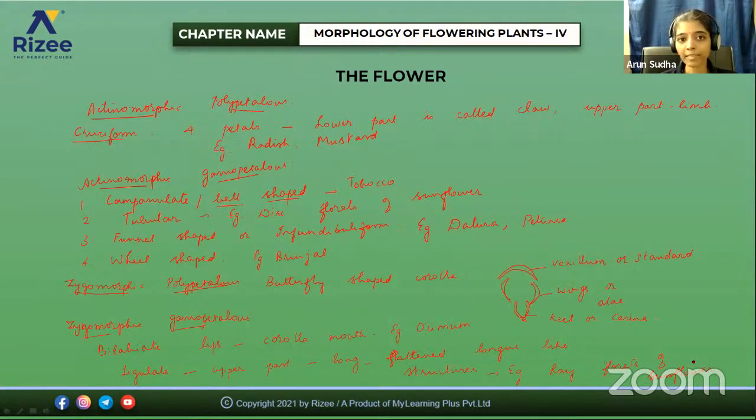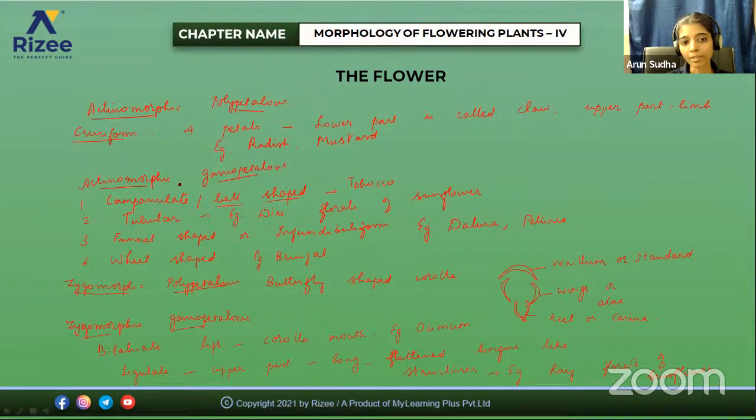So these are the different examples for the different forms of corolla. So corolla, that is only this petal, it constitutes the corolla. So there are different types: actinomorphic polypetalous, actinomorphic gamopetalous, and zygomorphic polypetalous and zygomorphic gamopetalous. So if you take the actinomorphic polypetalous, the example is the cruciform corolla, that is radish and mustard. Here they consist of 4 petals, and the lower part is called the claw and the upper part is called the limb. So this is an example for actinomorphic polypetalous cruciform corolla.